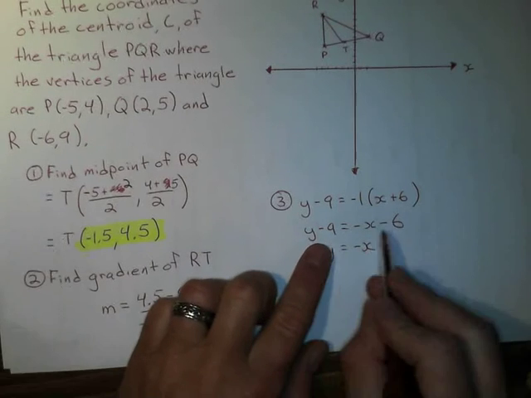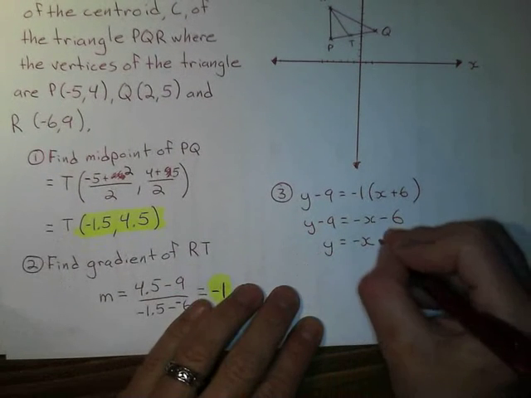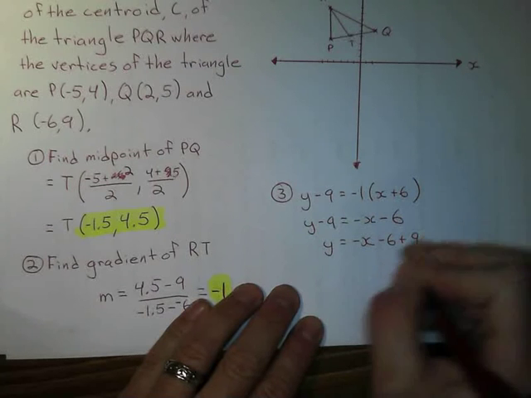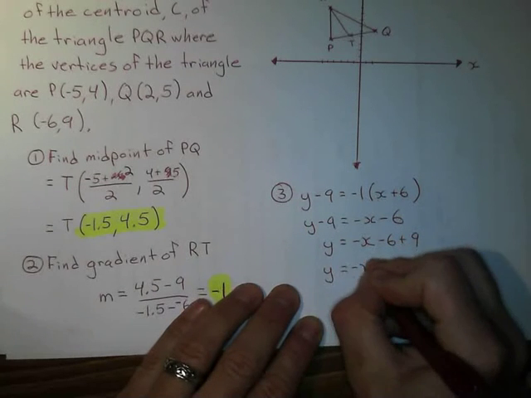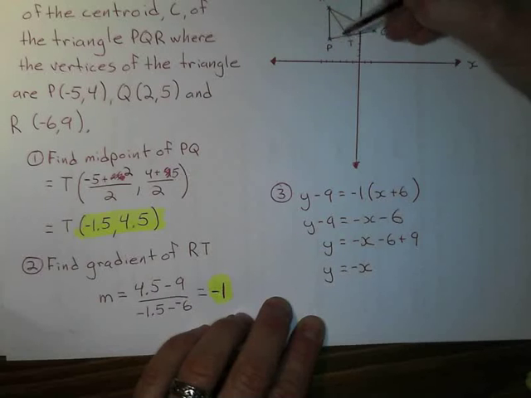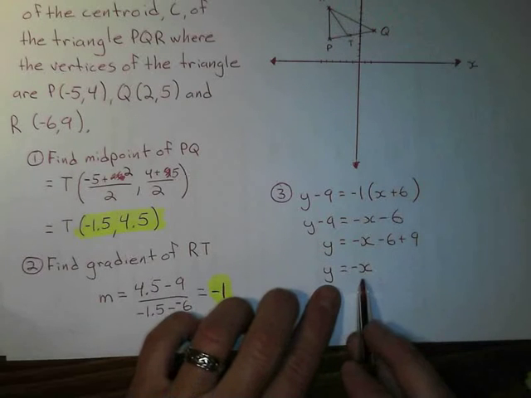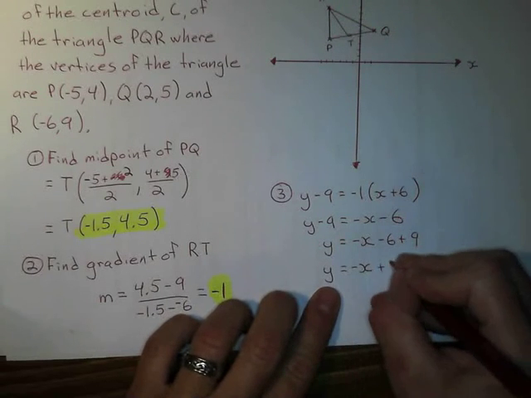Figured out. What I've figured out here is the equation of this line RT, which is the first median of this triangle. Now I'm going to do these same steps again, finding the midpoint of a line, finding the gradient, writing the equation, and I'm going to work out what their point of intersection is. And that's kind of the hard part. So, where do we go?